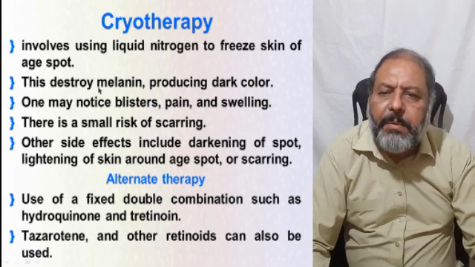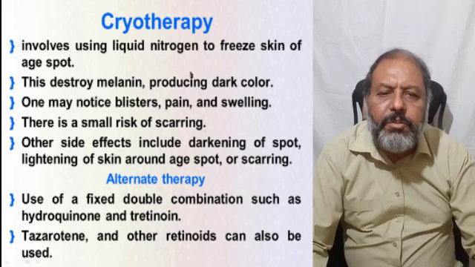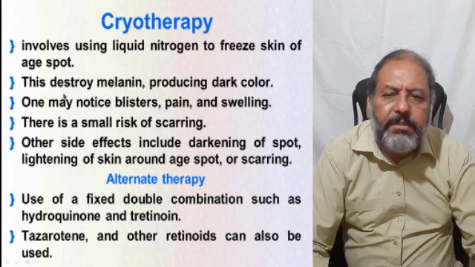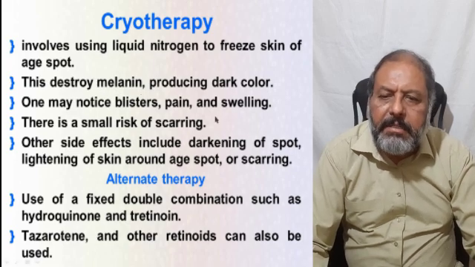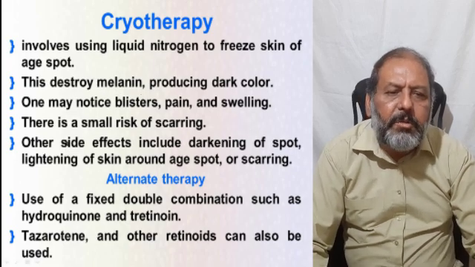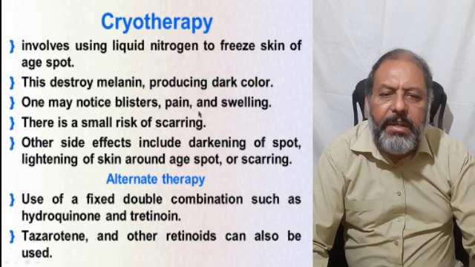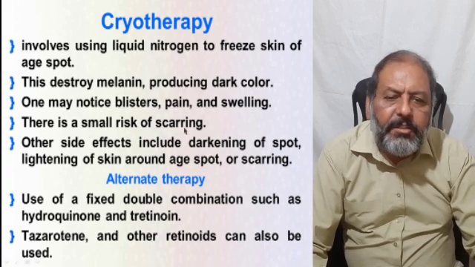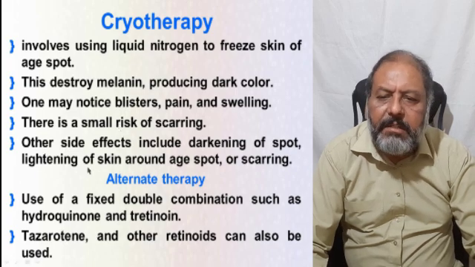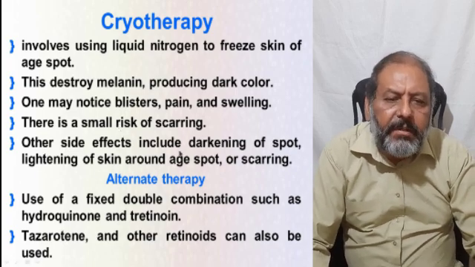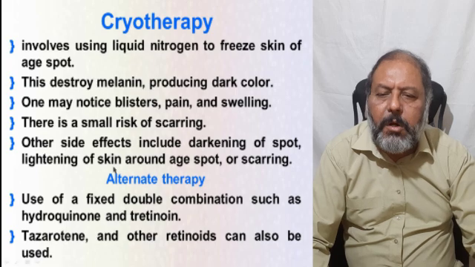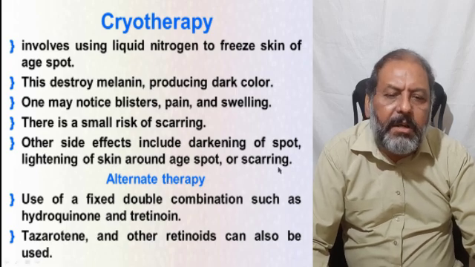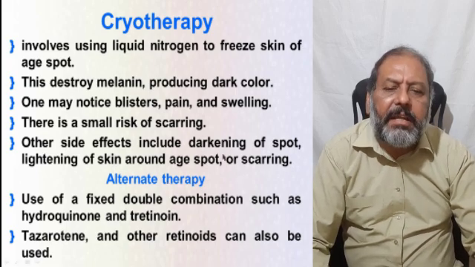Then cryotherapy. It involves using liquid nitrogen to freeze the skin of the age spot. This destroys the melanin producing the dark color. One may notice blisters, pain, and swelling. There is a small risk of scarring also. Other side effects include darkening of the spot, lightening of the skin around age spots, or scarring.